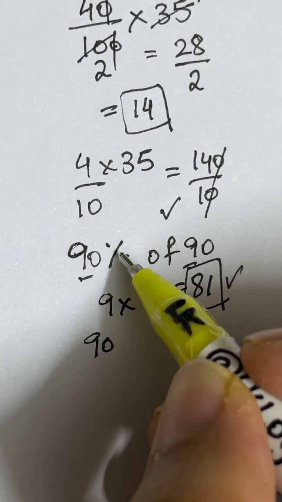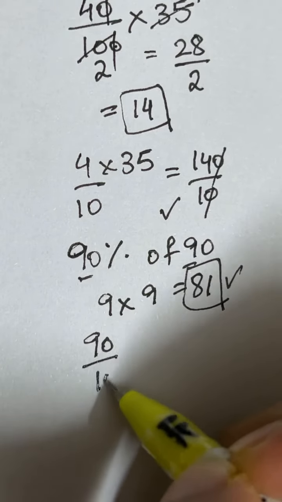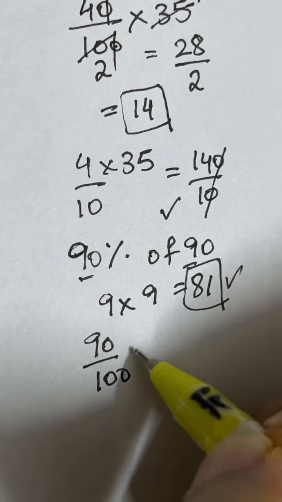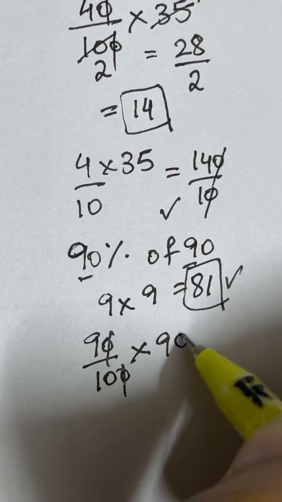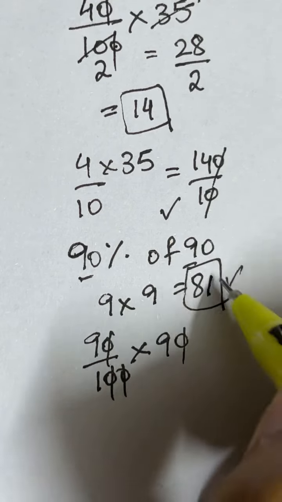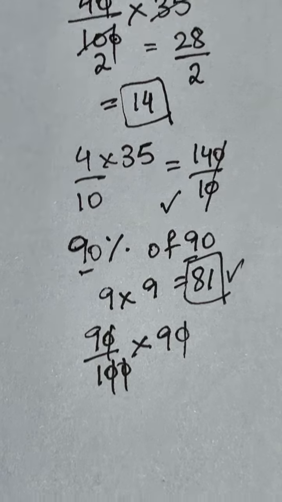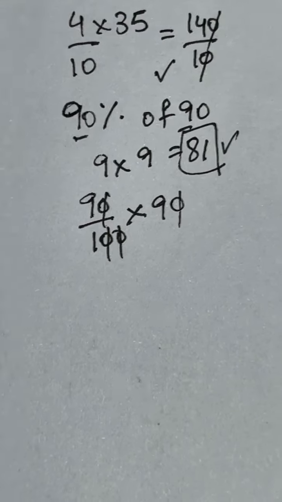90%, the percent symbol changes to out of 100 or per 100, of is times, and 90. So the two zeros get cancelled out. So 9 times 9 is 81. That's it. Okay, let's see now if you don't have a multiple of 10.